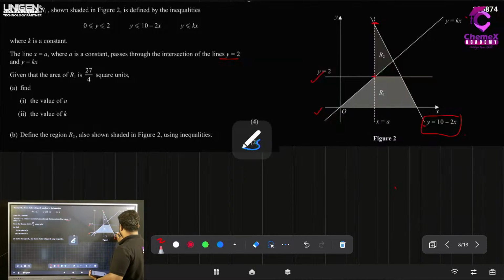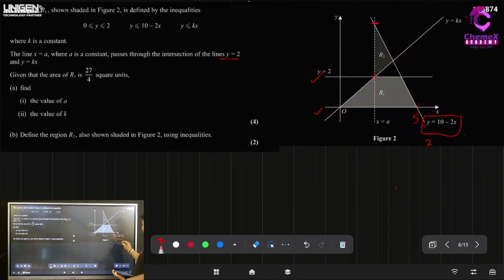This is 5. We already found it. So y equals 2. If y is 2, 2 equals 10 minus 2x. So minus 2 minus 10 divided by minus 2 equals x. So minus 8 over minus 2 is 4. X equals 4. So it should be 4. Understood or not? So y will be 2 at x equals 4. This coordinate x value is 4.